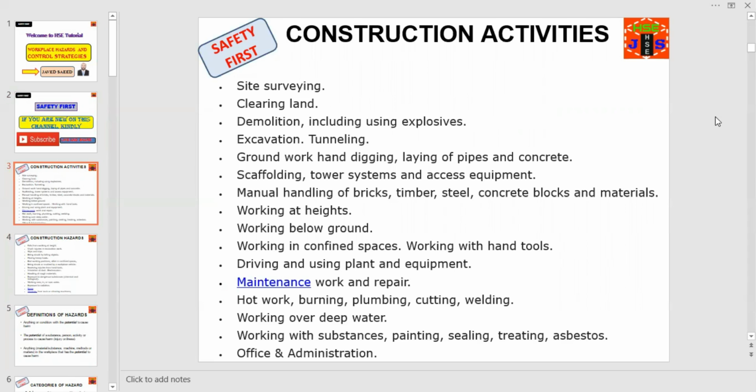heights, working below the ground, working in confined spaces, working with hand tools, driving and using heavy machinery, plants and equipment, maintenance work and repair, hot work, burning, plumbing, cutting, welding, working over deep water, working with substances, painting, sealing, treating asbestos, or office and administration. These are a few examples of construction activities.